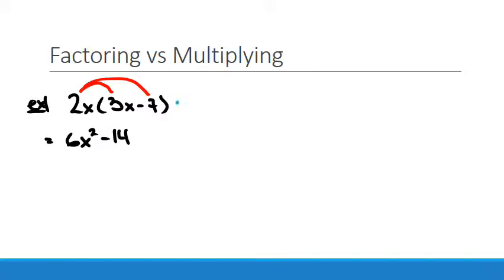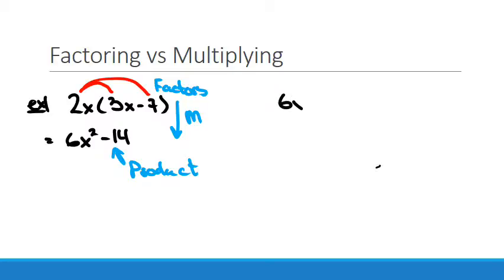When we go in this direction, this is multiplication. We start off with factors, and we end with a product. When we're factoring, we simply reverse everything, so we do the opposite. Instead of building up, we break down. So for factoring, we would start off with 6x squared minus 14x, and then we would end up factoring this. Now this would be the product, and we're going to end up factoring it into its factors.